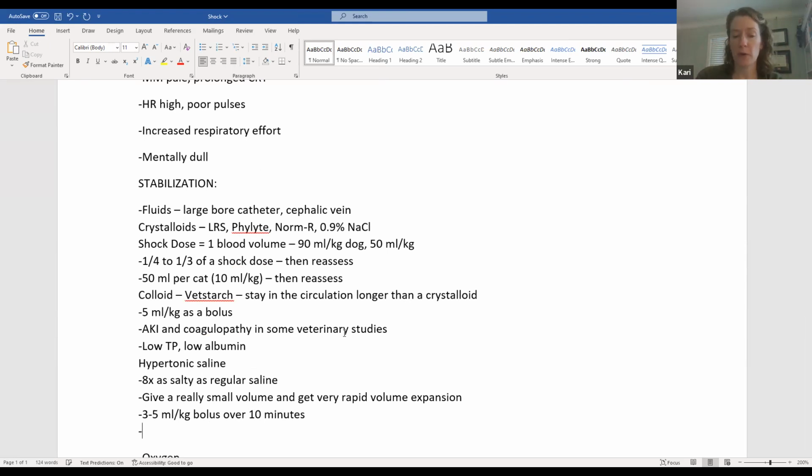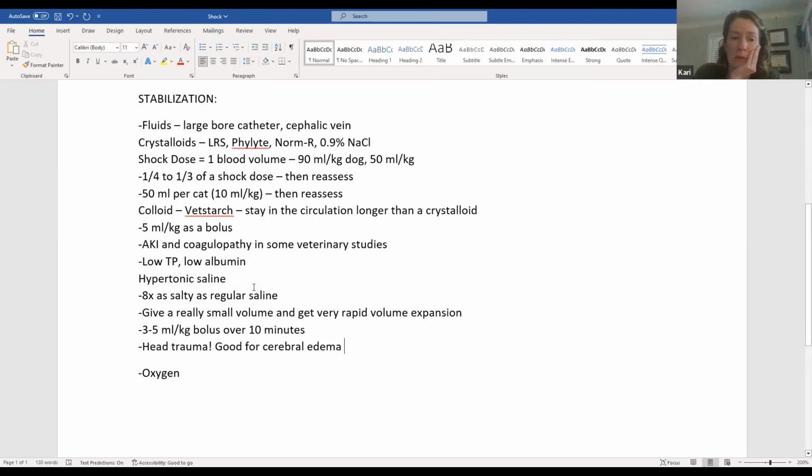It's also amazing for head trauma because in the same way, it will help to pull fluid out of the brain when there are cases of swelling. So it's good for cerebral edema, and it is just as effective as mannitol. Any questions about those fluids for hypovolemic stabilization?